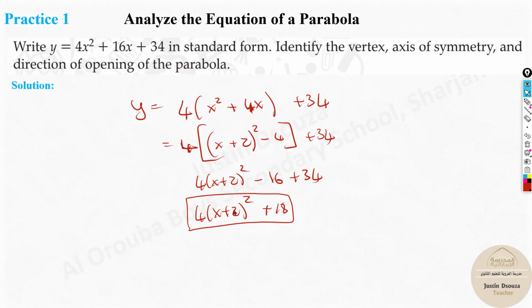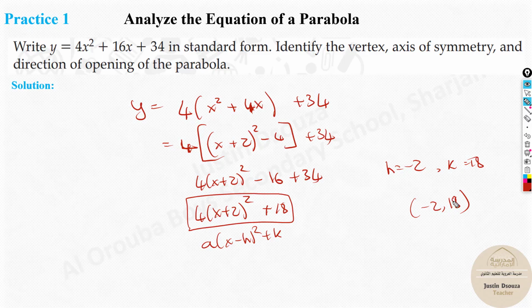Now, what is the vertex here? H and K. H is, now this one is positive, right? The standard form. Do you remember the standard form? The standard form is supposed to be a into x minus h the whole square plus k. The signs are different now. So if it is plus, you must take h as minus 2. K will be as it is, right side only. It is 18. So vertex is minus 2 comma 18.